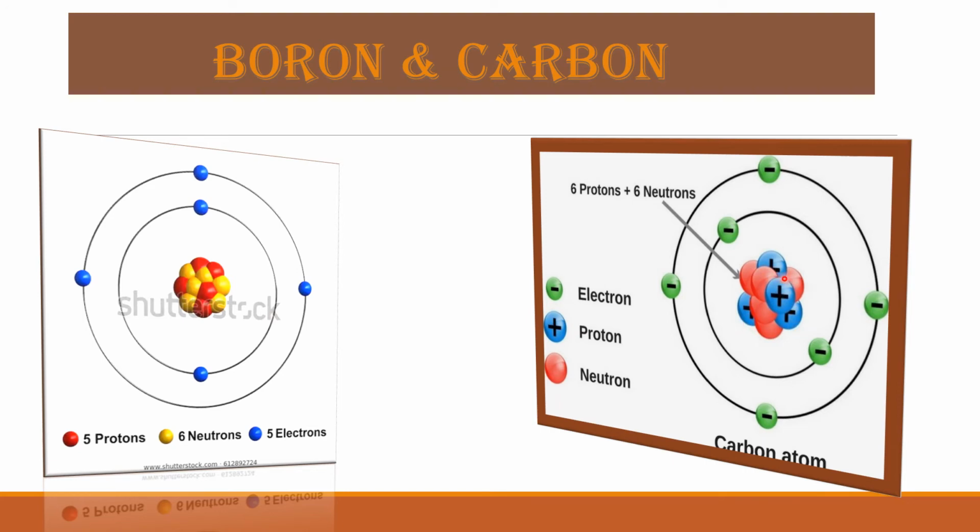Actually, a 3-dimensional structure has been shown. That's why only 4 protons can be shown. But actually, there are 6 protons. And 1, 2, 3, 4, 5, 6 neutrons are present.